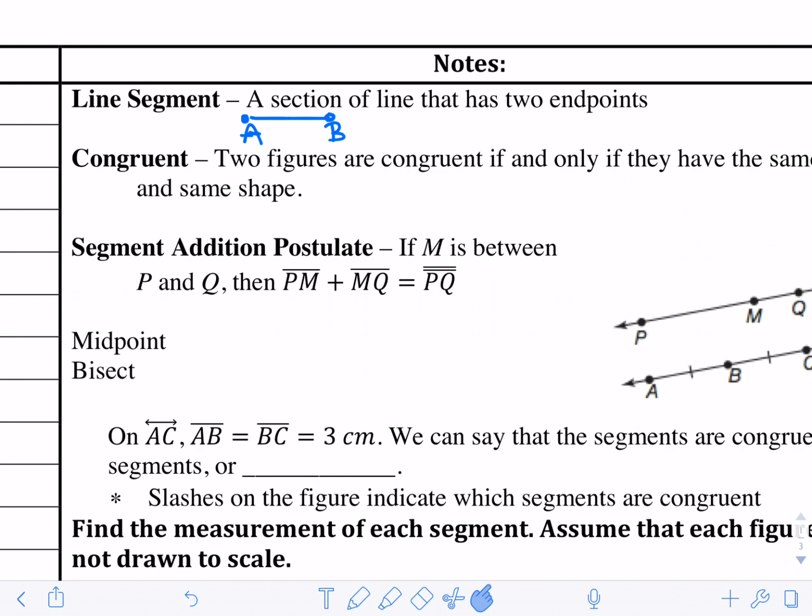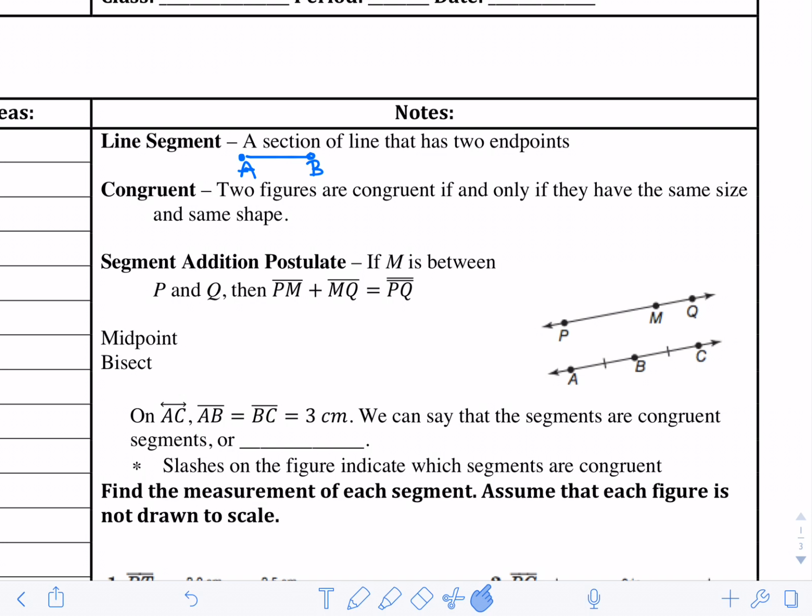Alright, congruent: two figures are congruent if and only if they have the same size and same shape, which we will get to in a second. What you really need to know though is the segment addition postulate. So if M is between P and Q, then PM plus MQ is equal to PQ.